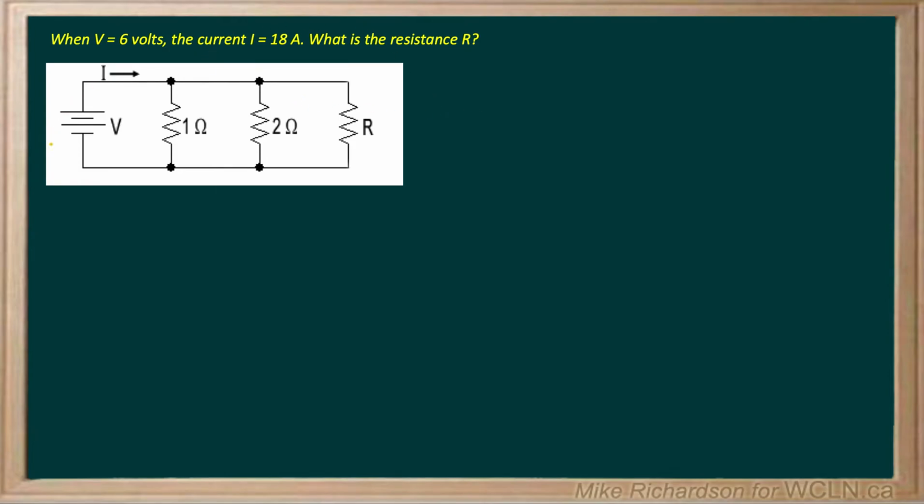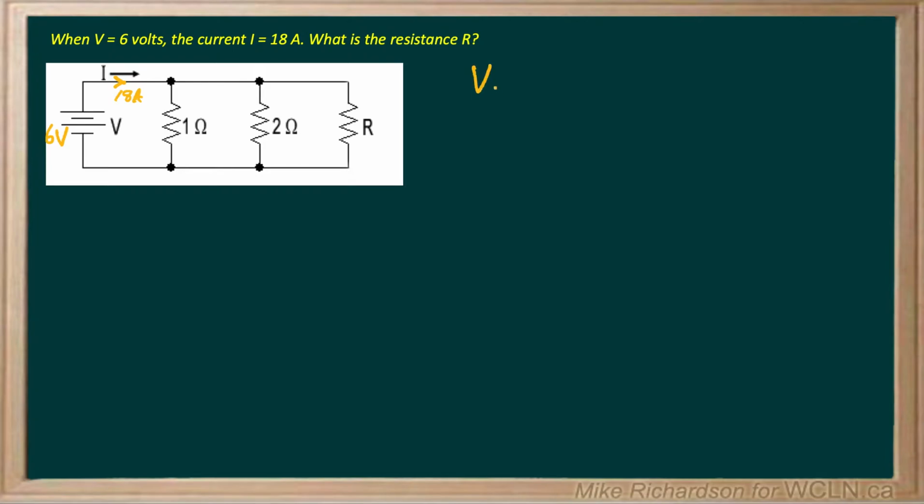All right, we've got a 6-volt battery providing a current of 18 amps. That's the current coming out of the battery. We call that our total current, to a parallel circuit as drawn below. So R1, R2, and R3, which is unknown and we're trying to figure out, are all connected in parallel. The 6 volts is our total voltage in the circuit. The 18 amps is our total current.